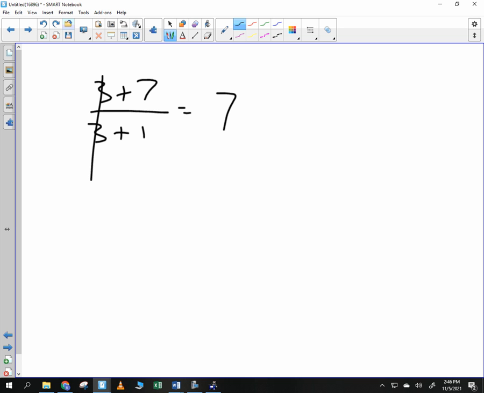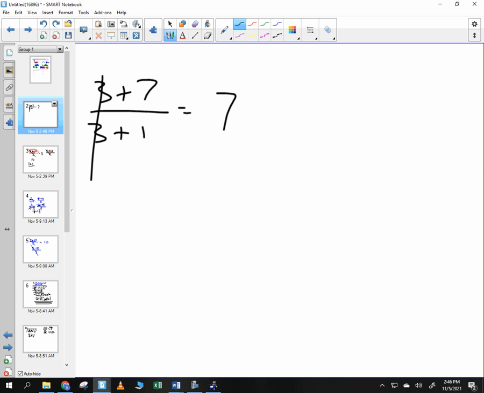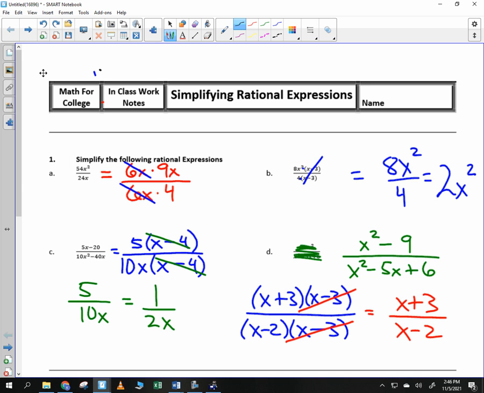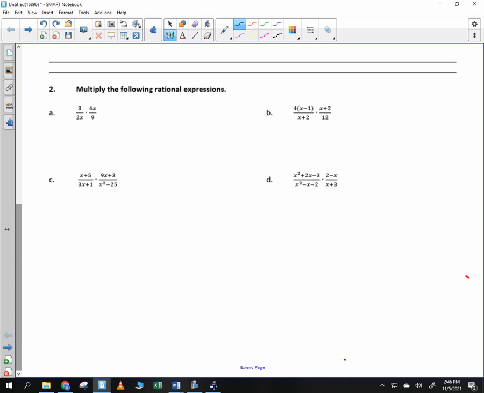Nope. 3 plus 7 is 10. 3 plus 1 is 4. 10 divided by 4 is not 7. Okay, so let's be careful with what we decide to cancel off. All right, this is the last thing we'll do, and then you'll be done for the day.